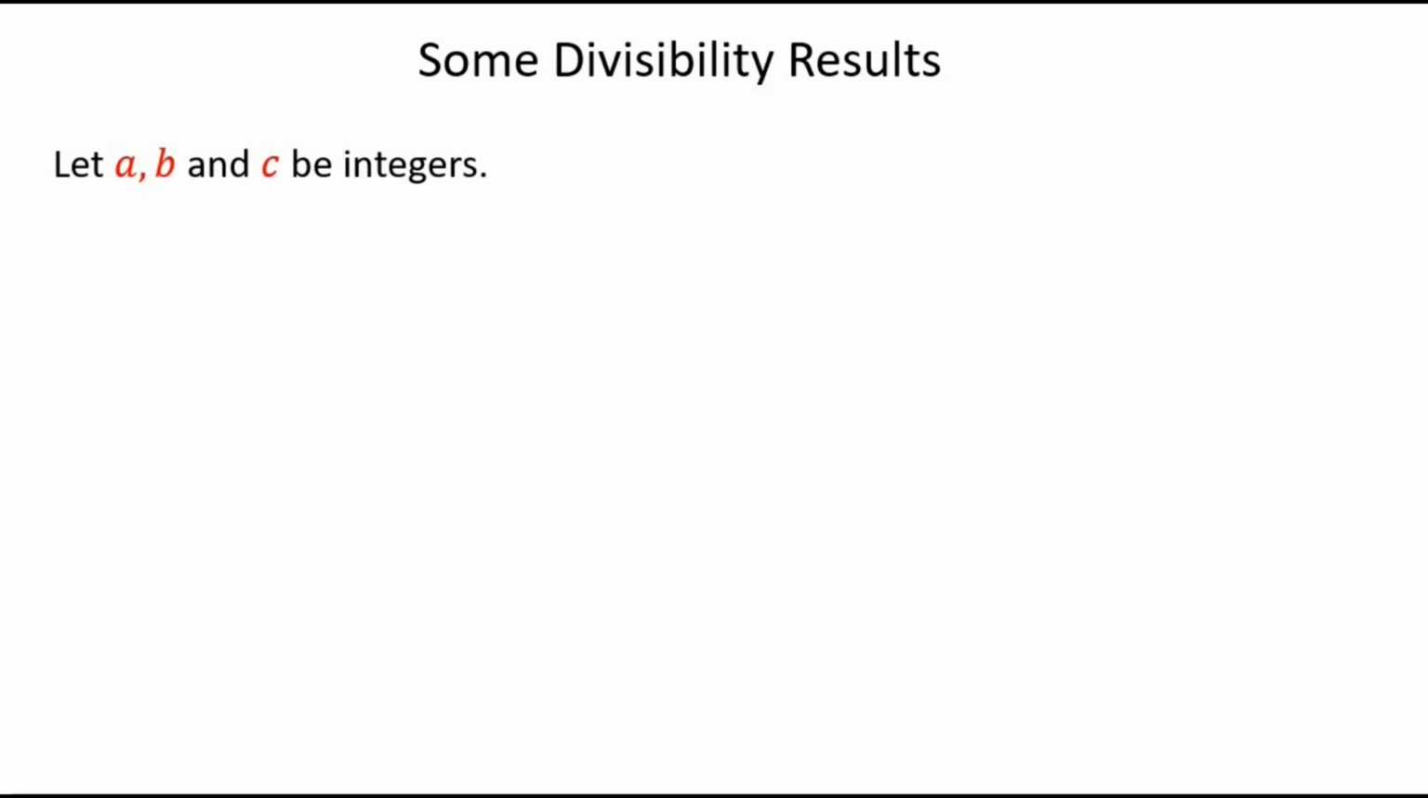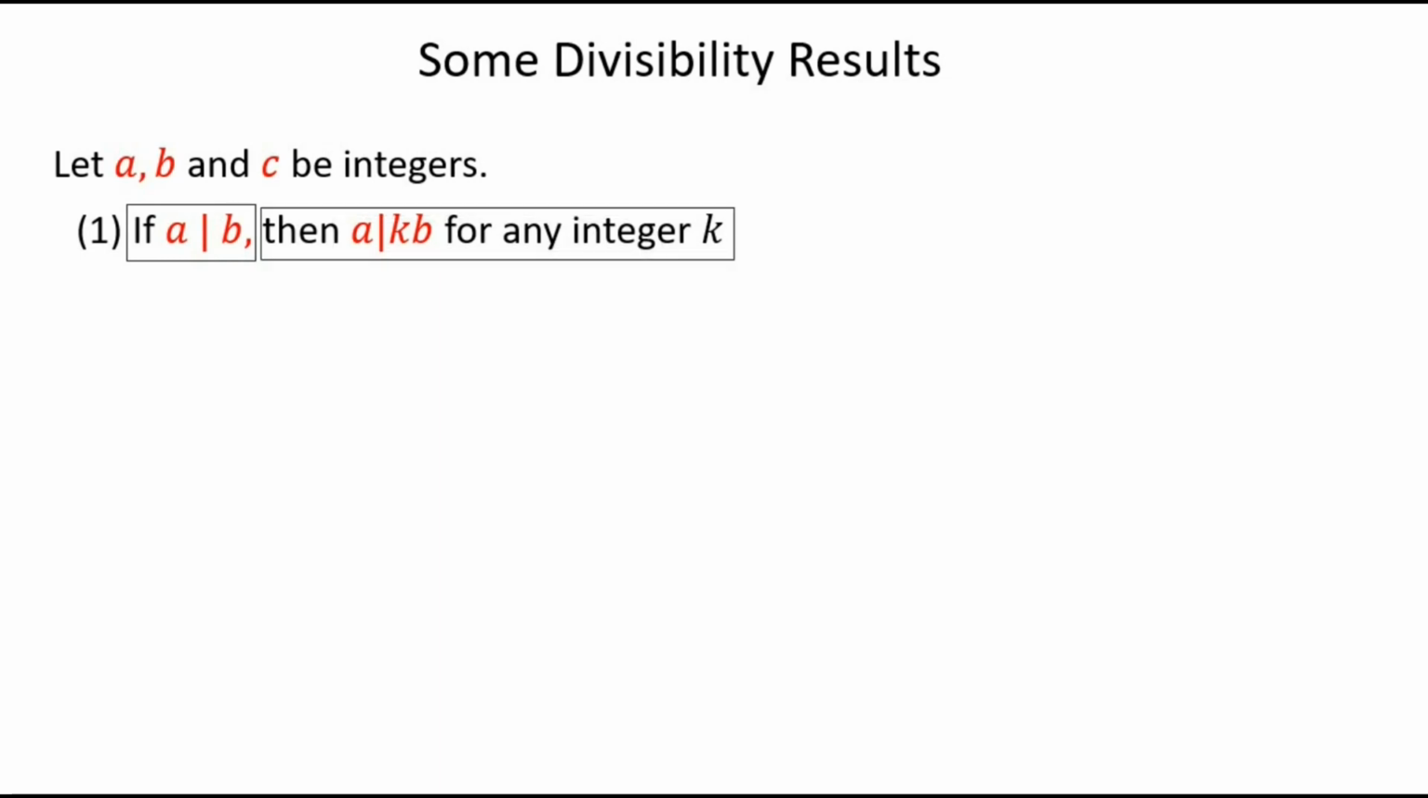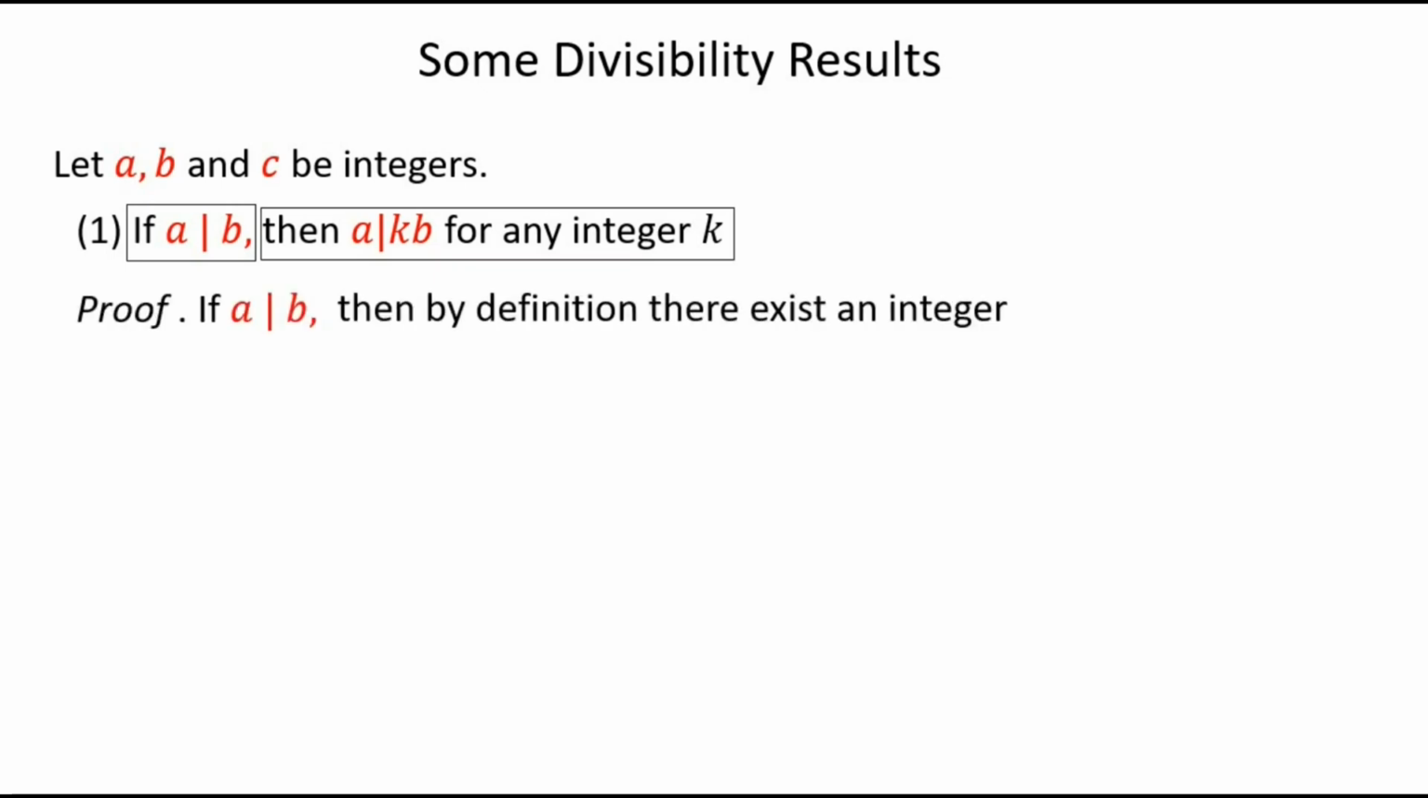Let a, b and c be integers. The first result states that if a divides b, then a divides kb for any integer k. In this result, a divides b is given and we have to prove that a divides kb for any integer k. I will start the proof by assuming a divides b. If a divides b, then by definition there exists an integer q such that b is equal to aq. I name this equation 1.